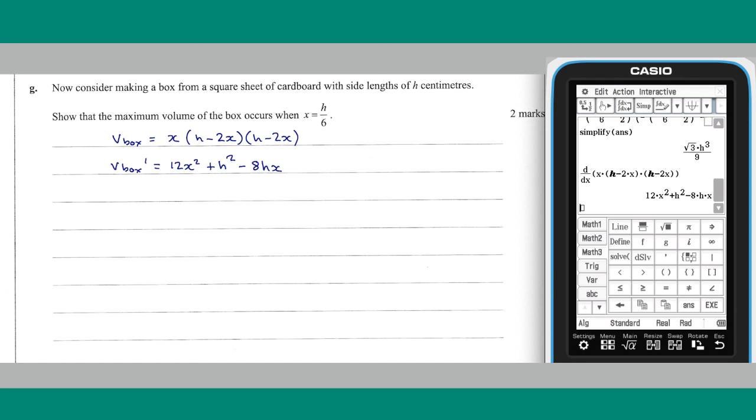To show that the maximum value of V-box is at x equals h over 6, it must be shown that V-box dash equals 0 when x equals h over 6.